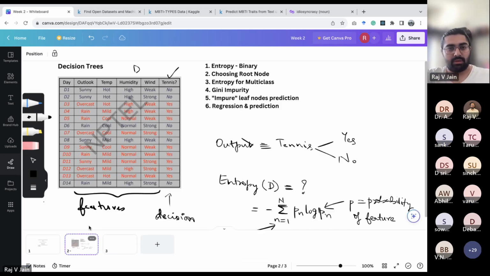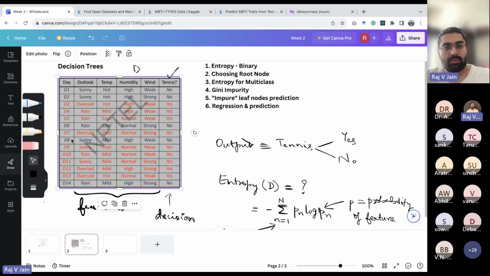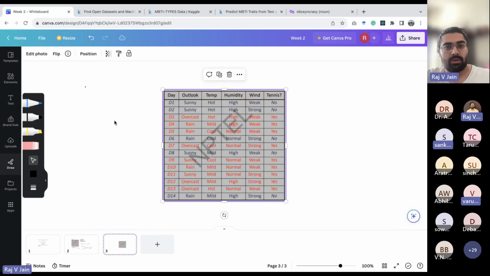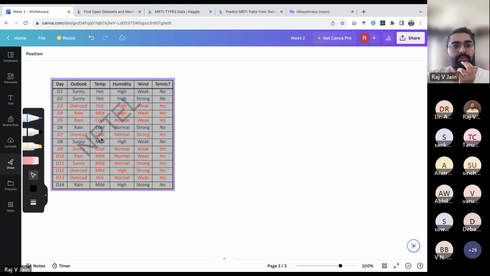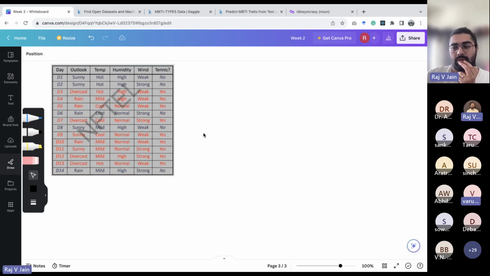Right. So totally we have 14 rows. Let me count: 1, 2, 3, 4, 5, 6, 7, 8, 9 and 5. So 9 yeses and 5 noes. Okay.